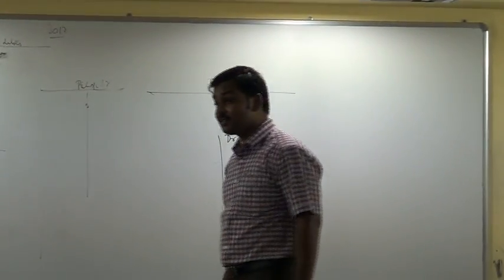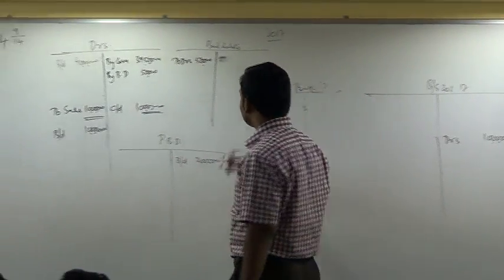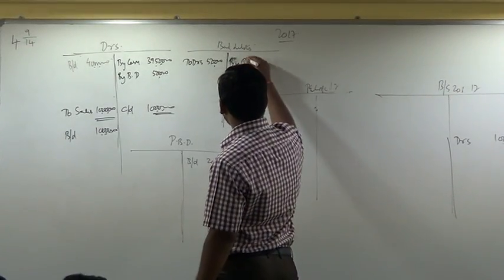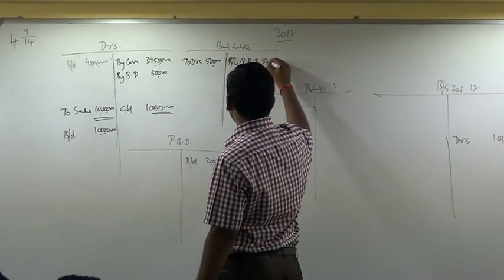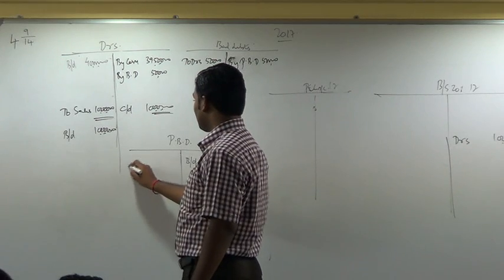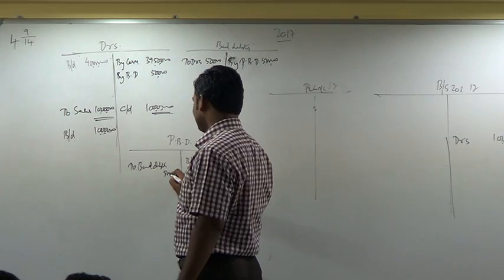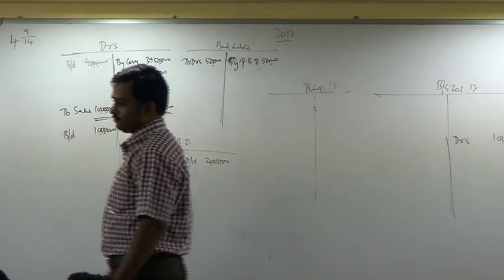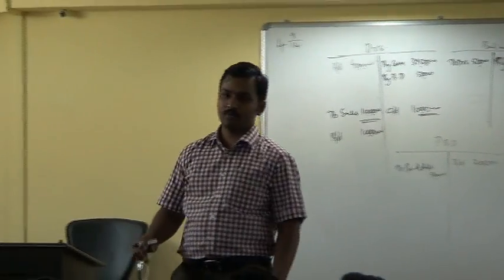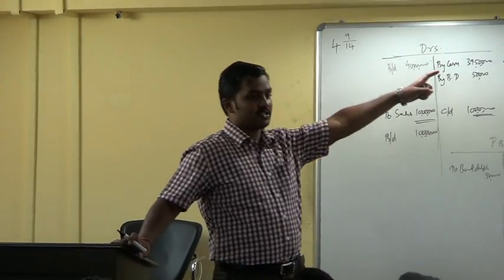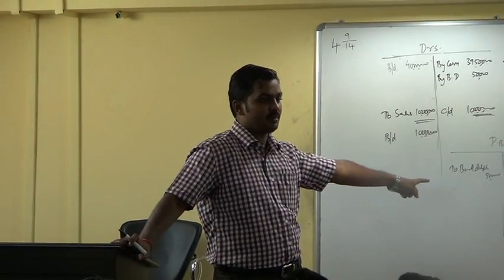What is the entry you are going to pass? By provision for bad debts, 50,000. Here, you will write to bad debts. 50,000 is the entry you pass. Is it clear? Bad debts account is credited, provision account is debited.